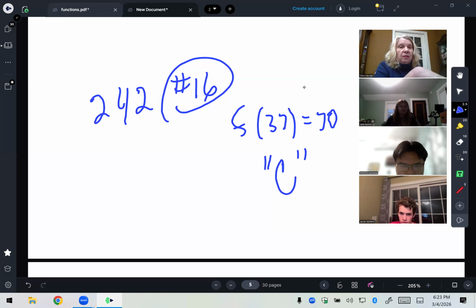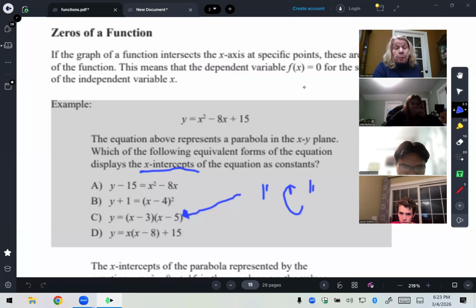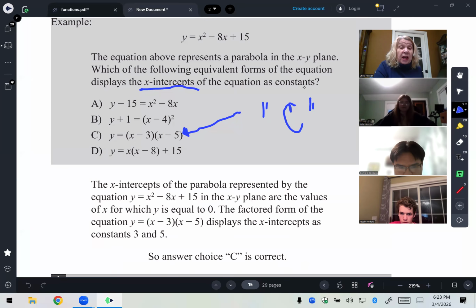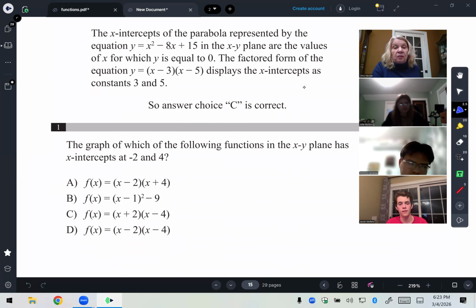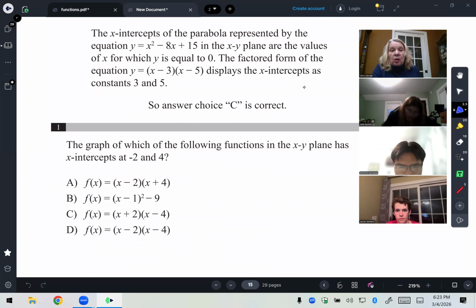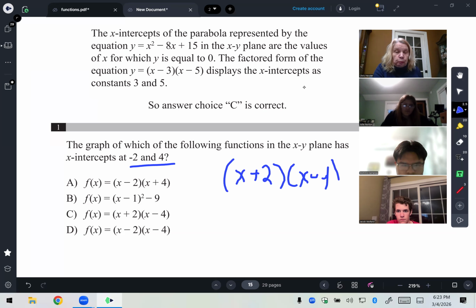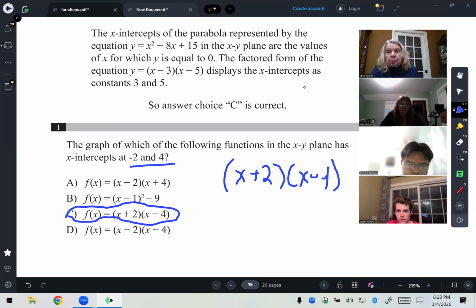Okay, back in the function packet. And so for you, Jacob, there's like 8 questions on functions on the test. So for this one, the graph of which of the following functions in the xy plane has x-intercepts at -2 and 4. So that would be x plus 2 and x minus 4, which occurs in answer choice C. Thank you, College Board, for 10 points.